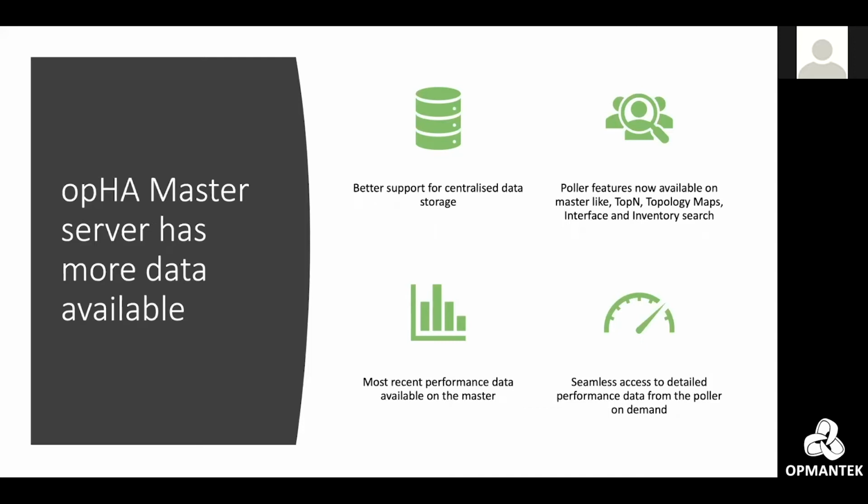We do have the most recent performance data available on the master, and we use that for things like top-end and so forth, and that's what we call the latest data. And then we have seamless access to the detailed performance data. Now, OPHA enables all of that. OPHA is our high availability product. It supports multi-server and redundant polling. Redundant polling is actually being added to NMIS 9 right now. We couldn't wait to get NMIS 9 out, so we released it without supporting redundant polling. But redundant polling is being worked on, and it'll be delivered in the coming weeks, probably before the end of August for sure.